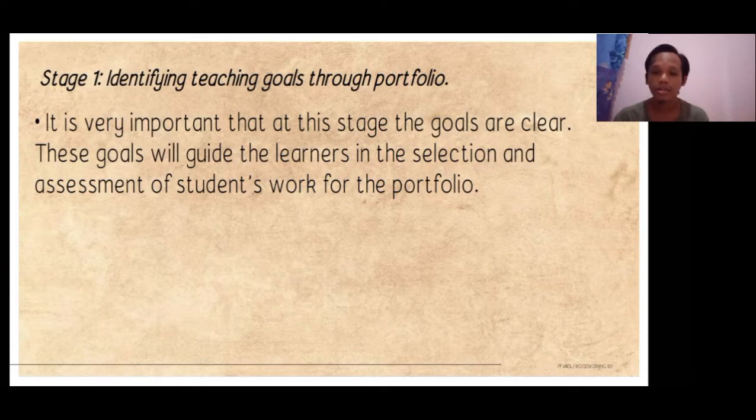Stage 1. It talks about identifying teaching goals through portfolio. The first step is to establish the teaching goals. It is very important that at this stage the goals are clear about what the teacher hopes to achieve in teaching. These goals will guide the learners in the selection and assessment of students' work for the portfolio. In order to do this, the teacher should ask himself or herself the question, what do I want the students to learn?